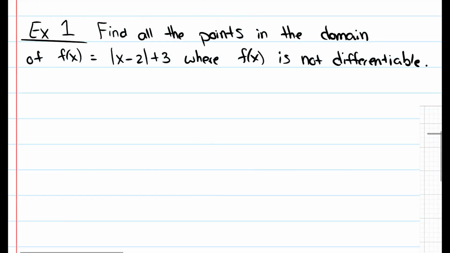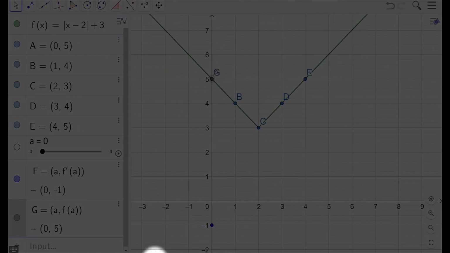In example 1, we're going to find all the points in the domain of f of x is equal to the absolute value of x minus 2 plus 3, where f of x is not differentiable. So the first thing we're going to do is go ahead and look at a graph. This is something you can generate on your graphing calculator, or you can just know what the absolute value function looks like. So let's talk about where this graph has a derivative and where it doesn't.